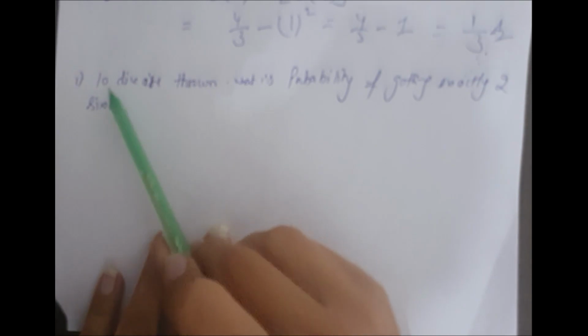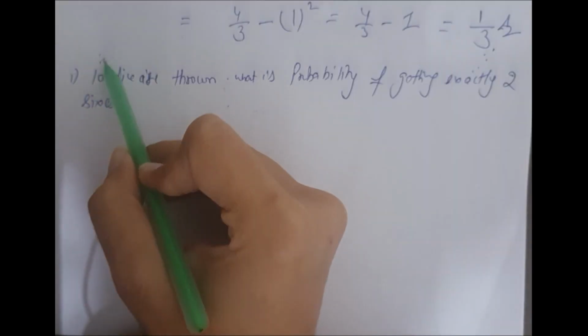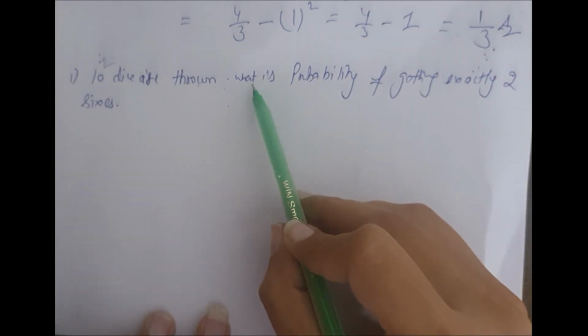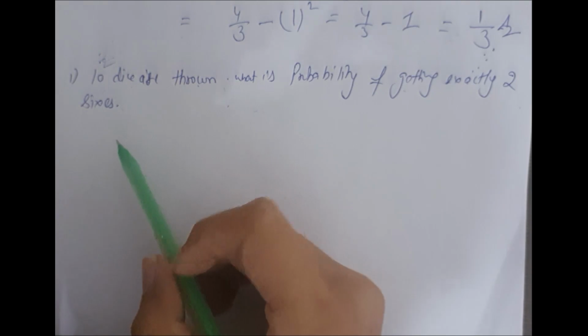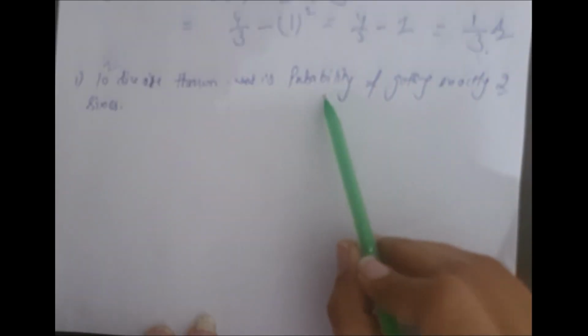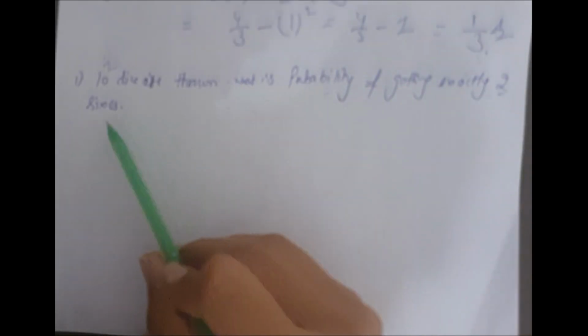Here the question is: 10 dice are thrown. What is the probability of getting 2 sixes? If there were only 2 dice and the question was the probability of getting 2 sixes, then we could solve it by writing out the sample space. From there we can identify the probability of getting 2 sixes.